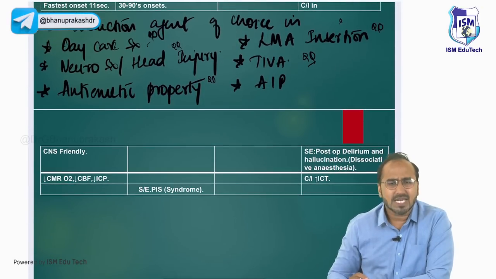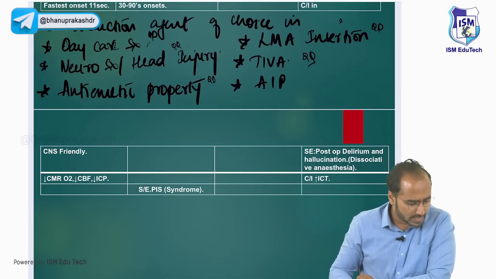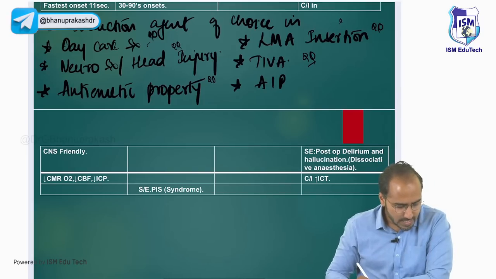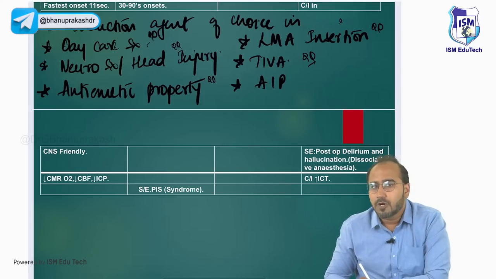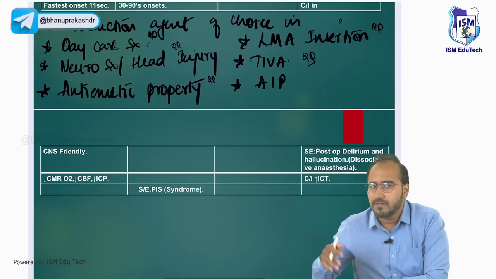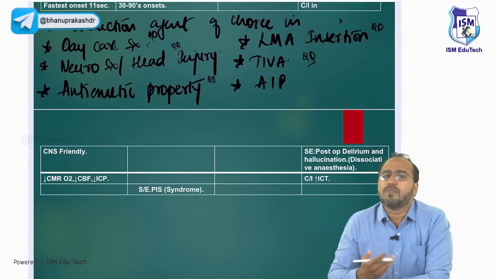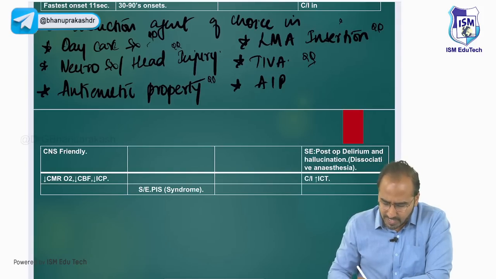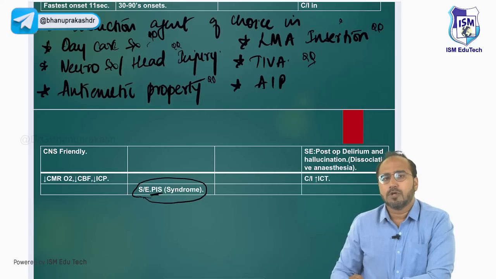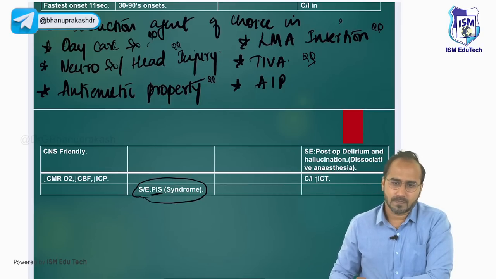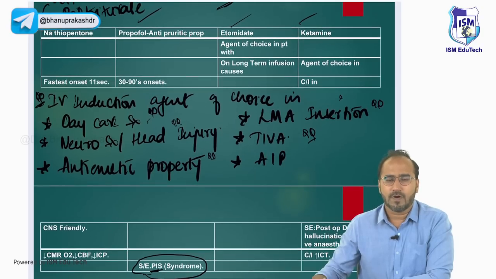Okay? Will you remember one last thing? Remember one contraindication of propofol. Propofol you can't give as a long term infusion. You can't give propofol for a long time. If you give propofol as a long term infusion, the patient might land up in propofol infusion syndrome. The side effect of propofol is what, guys? PIS, propofol infusion syndrome. Okay? So this is regarding propofol.